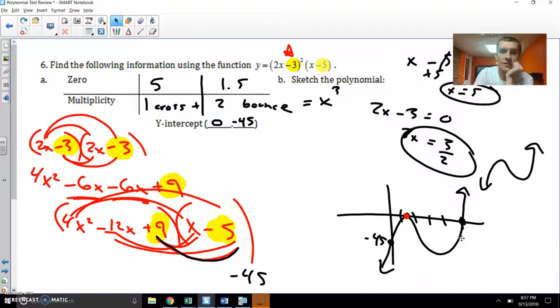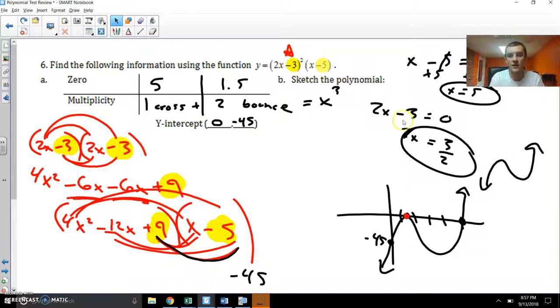Number 6, we talked about how this one has to be set equal to 0, and we get 2x minus 3 equals 0. Solve and you get 3/2, which is the same as 1.5. So that's where you see it bouncing here. It has a multiplicity of 2. It's crossing at 5, and this is a cubic.